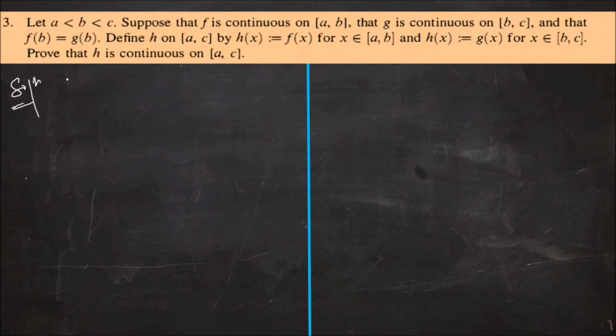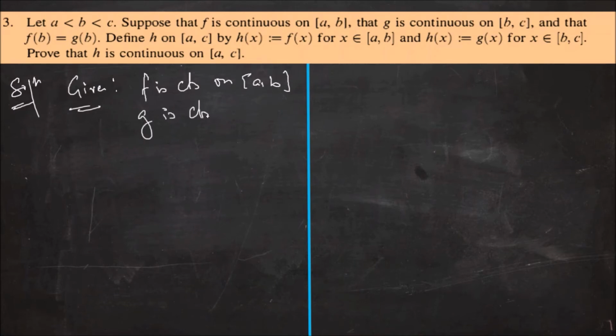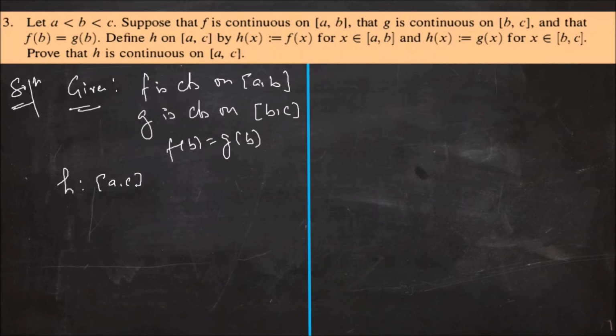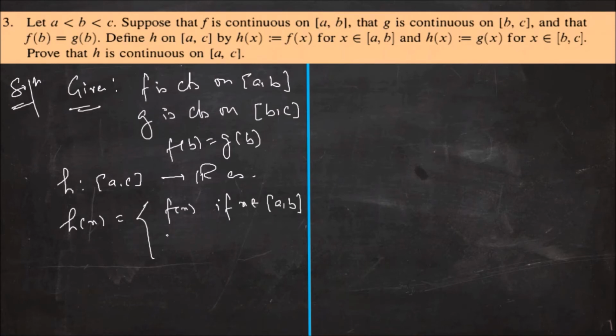So let us start with the solution. We are given f is continuous on [a,b], g is continuous on [b,c], and f(b) is equal to g(b). h is defined from [a,c] to R as h(x) equal to f(x) if x belongs to [a,b], and it is g(x) if x belongs to [b,c].